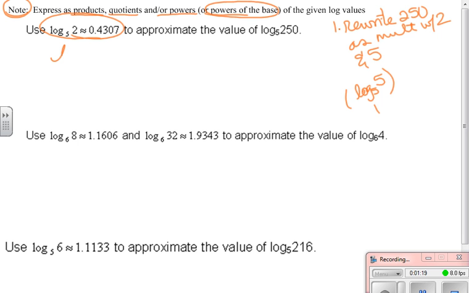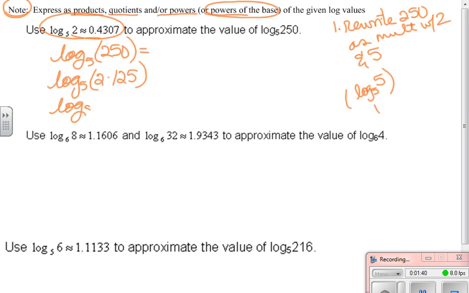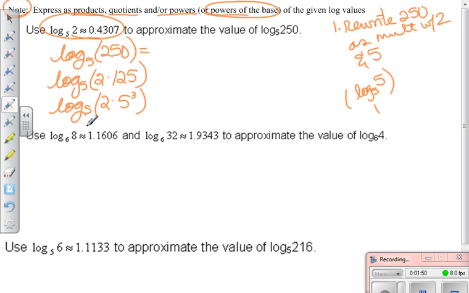So first of all, I'm going to think about how can I take log base 5 of 250 and rewrite it. Well, the first thing that comes to mind is that it would really be 2 times 125, because it ends in 0. Well, 125 is 5 cubed. So now I've rewritten this in terms of 2's and 5's. And the reason I went for 2's and 5's again is because the base is 5 and I'm given this value for log base 5 of 2.